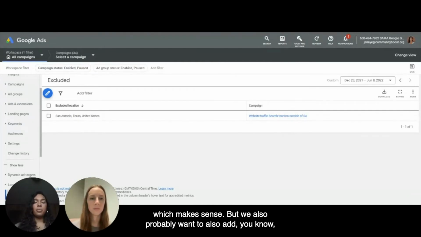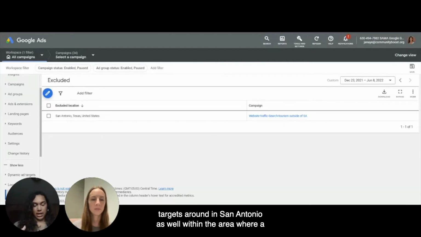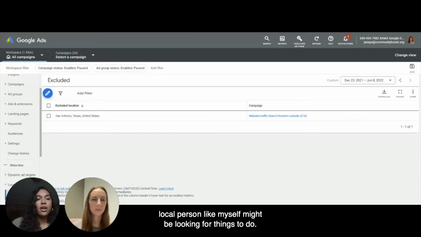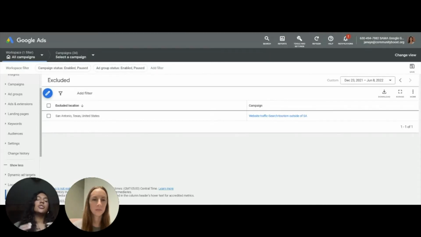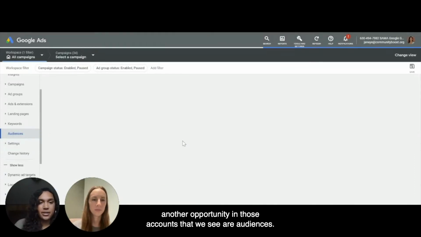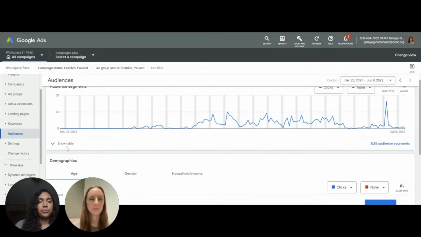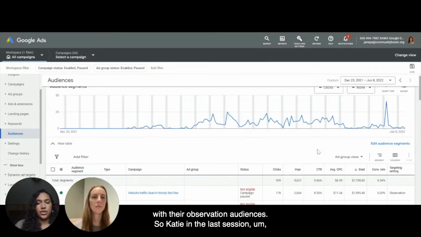But we also probably want to add targets around in San Antonio as well, within the area where a local person like myself might be looking for things to do. So just keeping this in mind. Another opportunity in most accounts that we see are audiences. So this museum is actually doing quite well with their observation audiences.